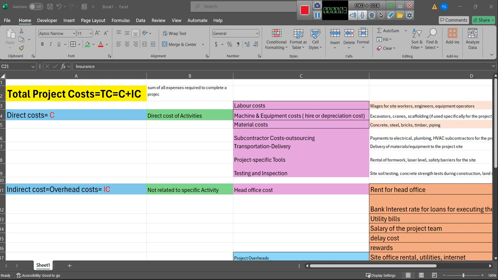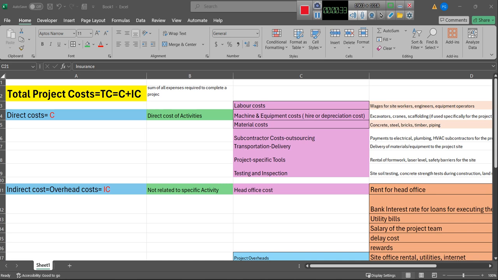In this session, we are going to talk about the total project cost. We call that TC, or total cost, which is equal to direct cost plus indirect cost. If we call direct cost C and indirect cost IC, then TC equals C plus IC. So what is the meaning of the total project cost? It is the sum of all expenses required to complete the project.